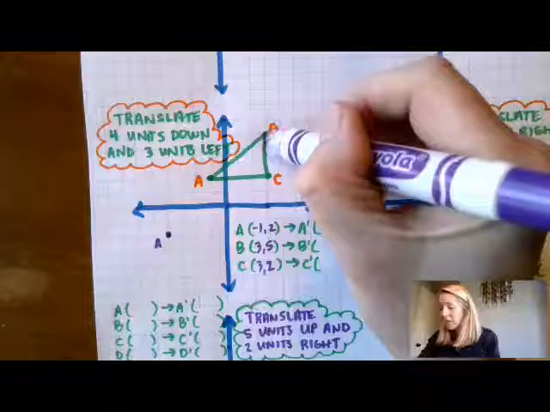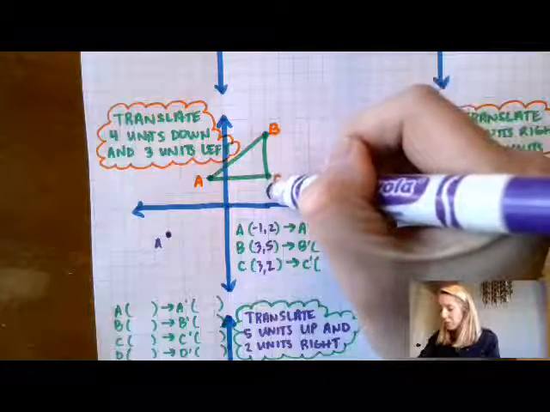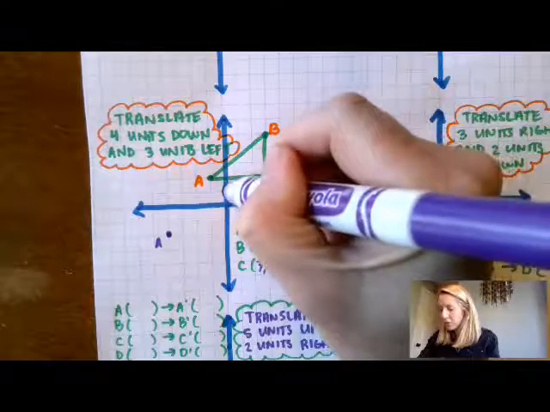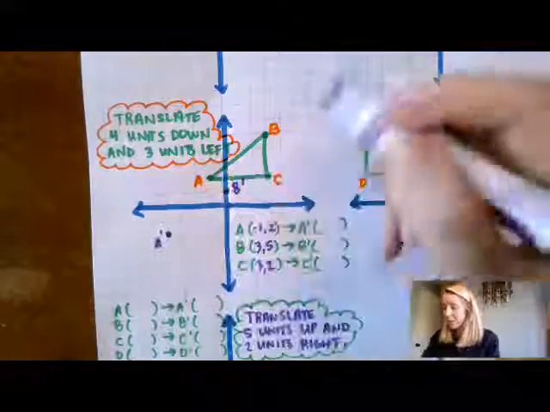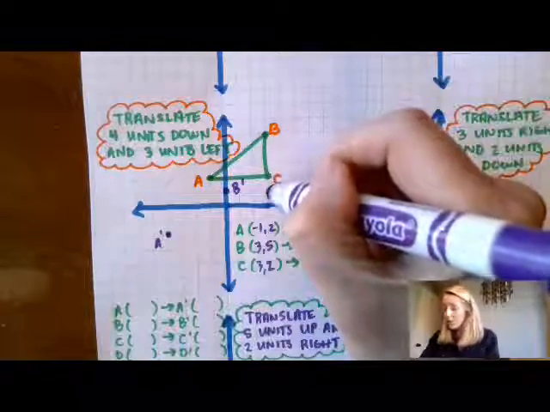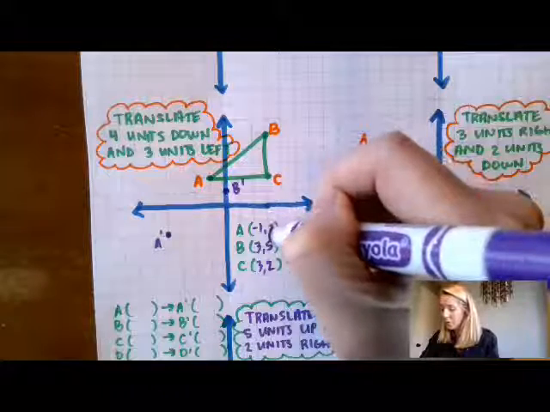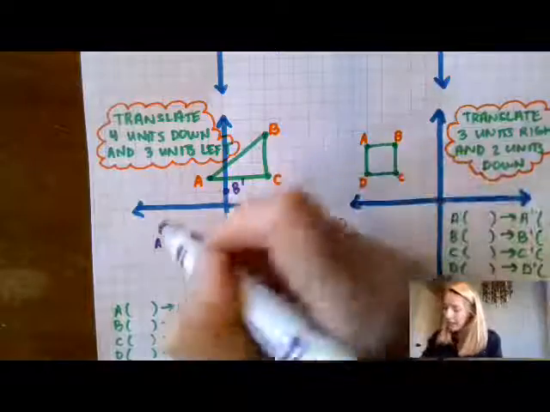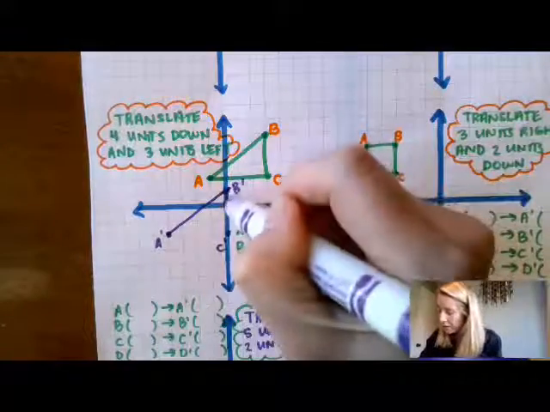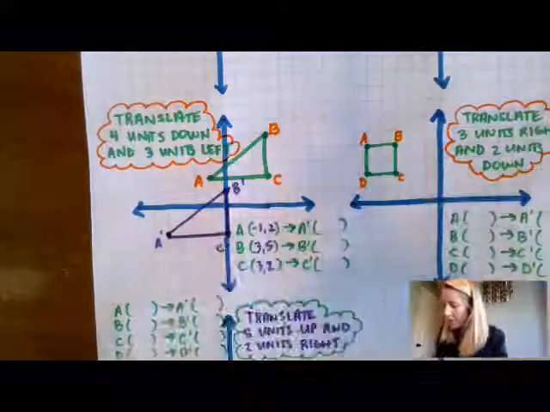So go down 4, to the left 3. For B, 1, 2, 3, 4, 1, 2, 3. Here's my B prime. I should say, A prime, B prime. And then C, down 1, 2, 3, 4, left 1, 2, 3, C prime. Okay, and now I've translated that figure.